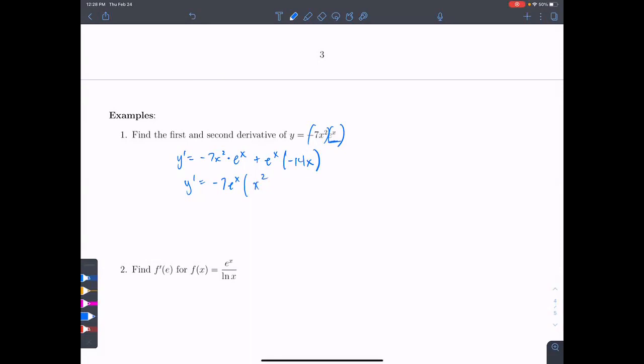X squared plus 2x. Let's see, if I redistributed that, I would get negative 7x squared e to the x, good. If I redistributed this, I would get negative 14x times e to the x, yep. Okay, so this then allows me to just do one iteration of a product rule instead of two. So y double prime would be first function times the derivative of the second, which would be 2x plus 2, plus the second times the derivative of the first, which would just be itself. And that's it.